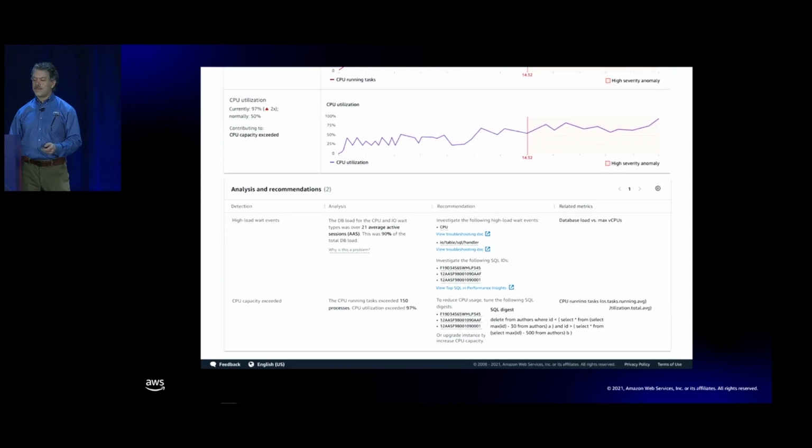Scrolling further down, we get to the analysis. DevOps Guru for RDS is telling us that it noticed a couple things. First, that database load was high, with 2 prevalent wait events, CPU and a wait event called IO table SQL handler. That last wait event name, IO table SQL handler, I will acknowledge is not self-explanatory. Not like those nice wait events I showed you in my pretend database at the beginning.